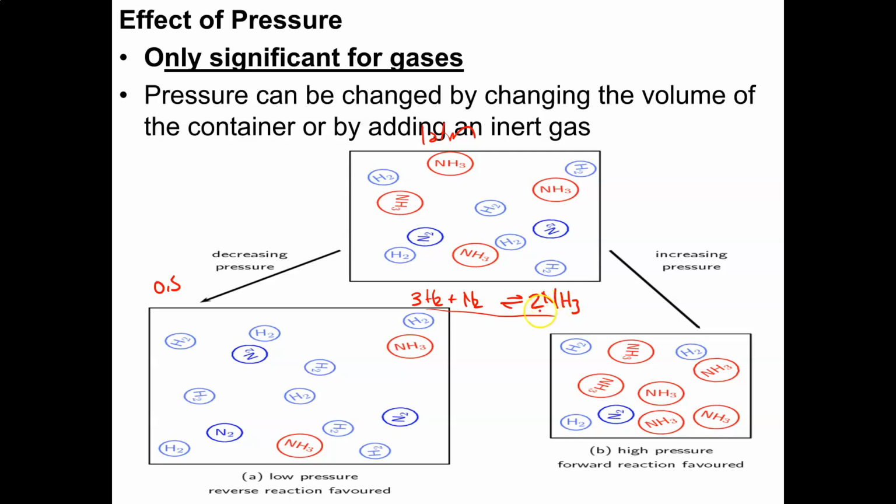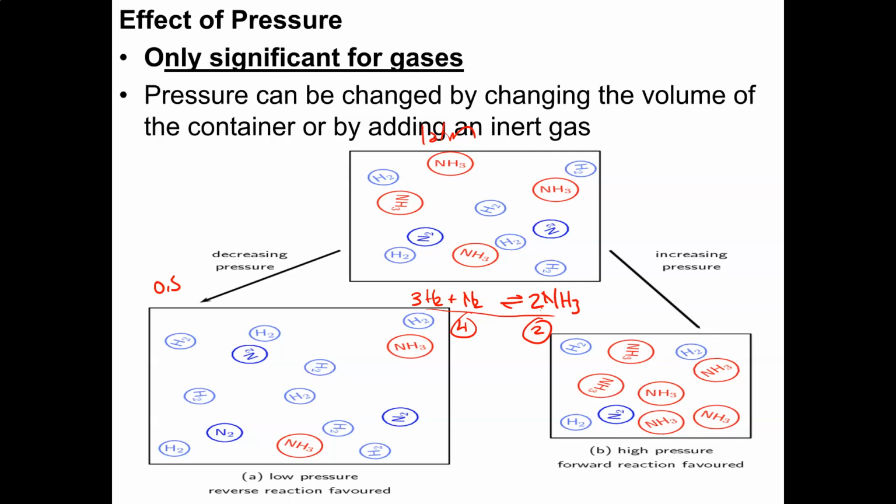Take a look. You have 2 moles of gas here. You have 4 moles of gas here, right? 4 versus 2. If I want to increase the pressure, do I shift to the side that has more moles of gas or fewer moles of gas? That's what you have to ask yourself. Well, if you have more moles of gas, you have more collisions, right? More collisions is more pressure.